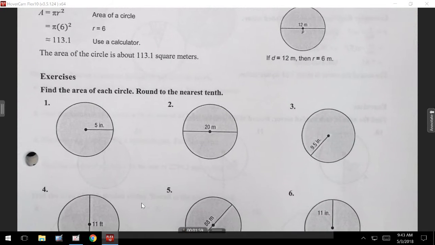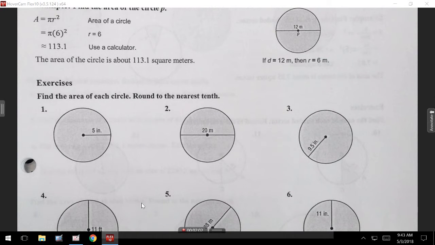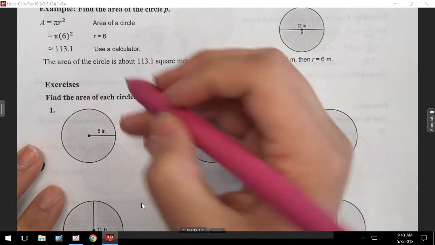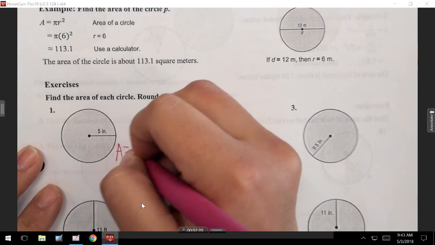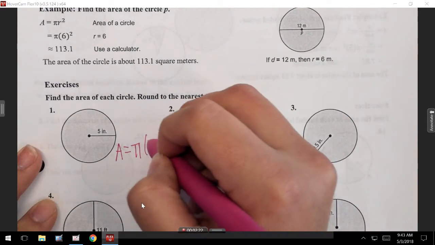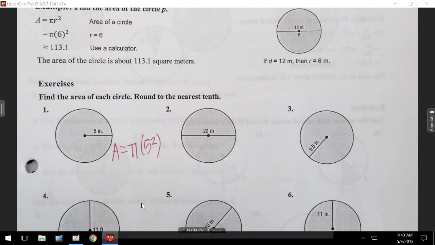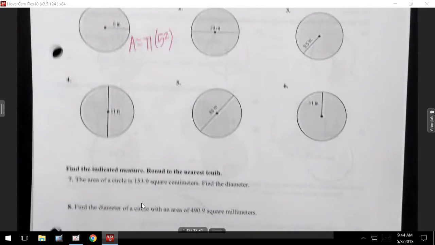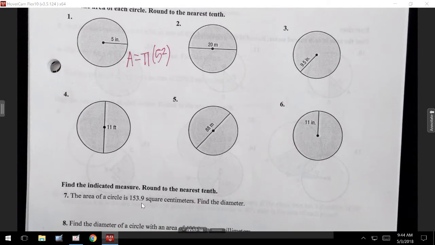The only place they can trick you is by giving you the diameter instead of the radius. This lesson is very straightforward. Pi, what's your radius? 5. Squared. That's it. If they give you the diameter, you have to divide it by 2. I'm going to give you a good 5 minutes, and I want you to try to finish 1 through 9.